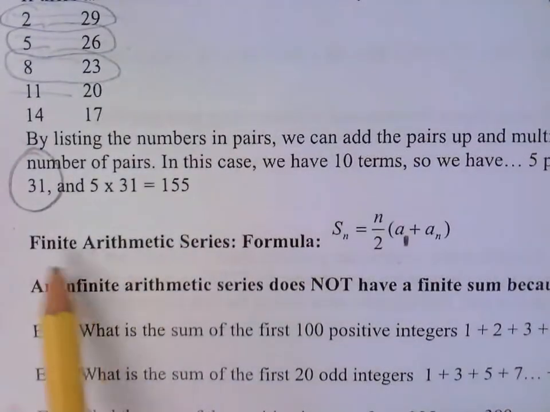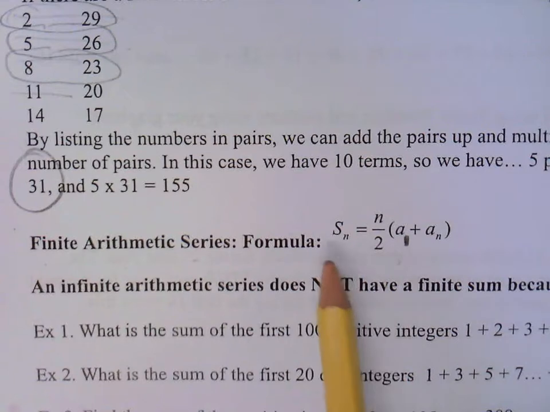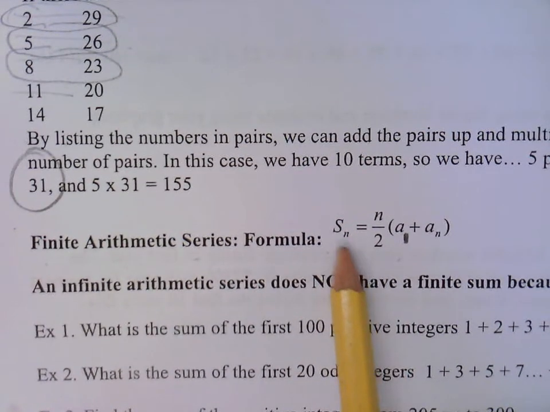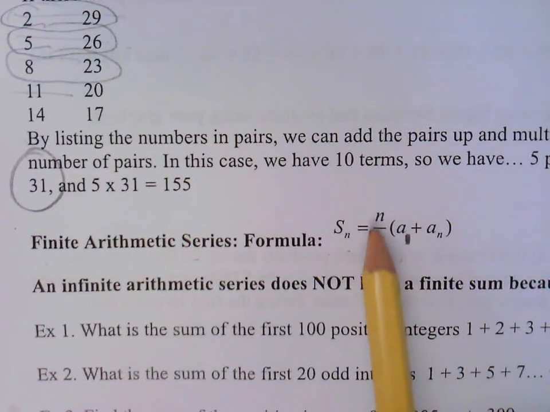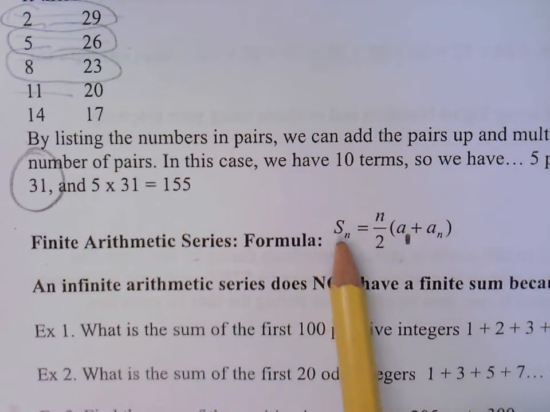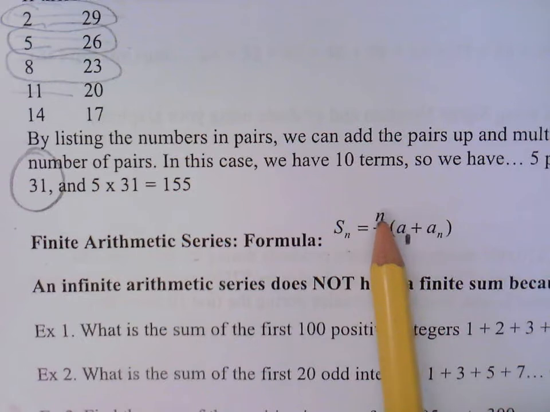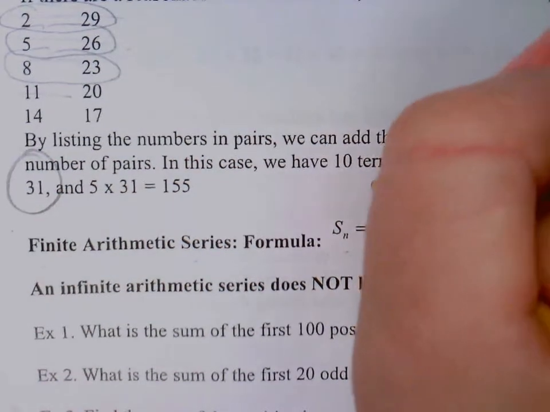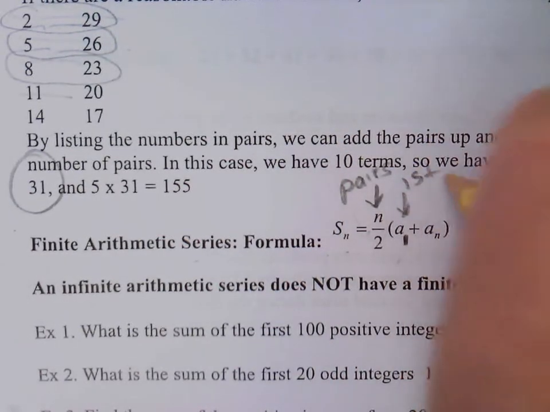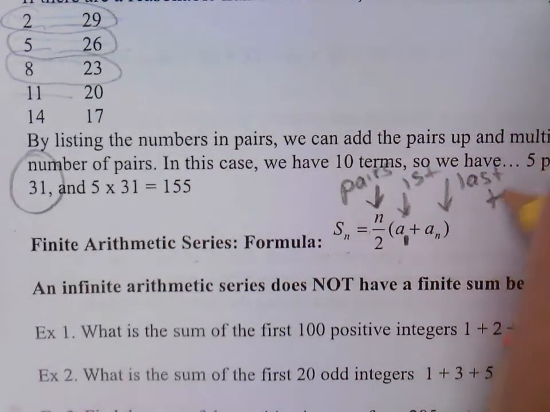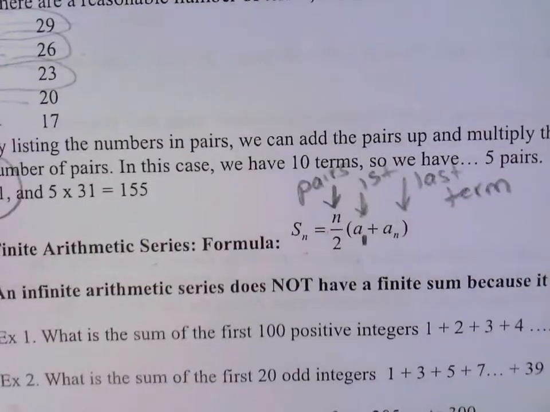So for a finite arithmetic series, S sub n, whatever n is, if you take 10 terms, you do 10 divided by 2 to get the number of pairs. If S is the first 100 terms, you would take 100 divided by 2 to get the first 50 pairs. So this is your number of pairs. And then this is your first and your last term.